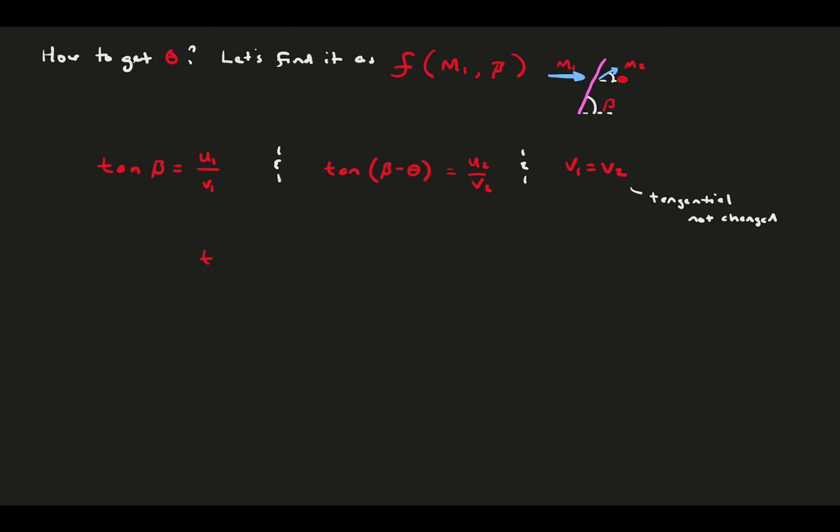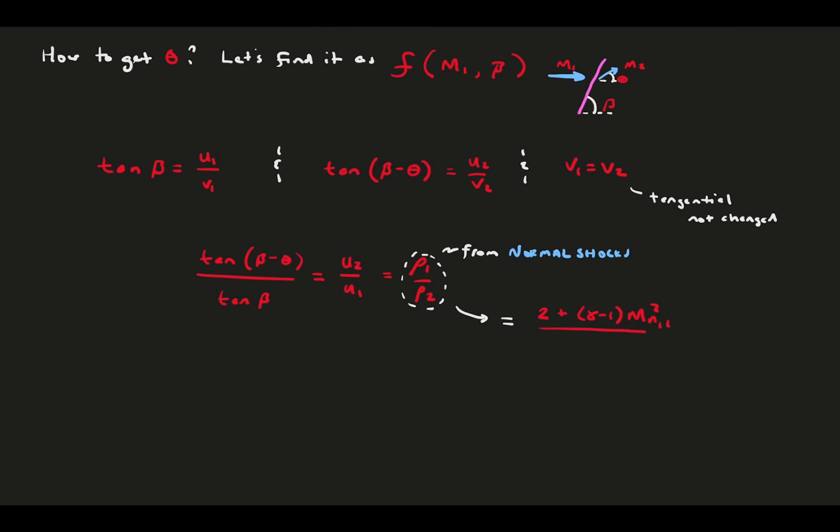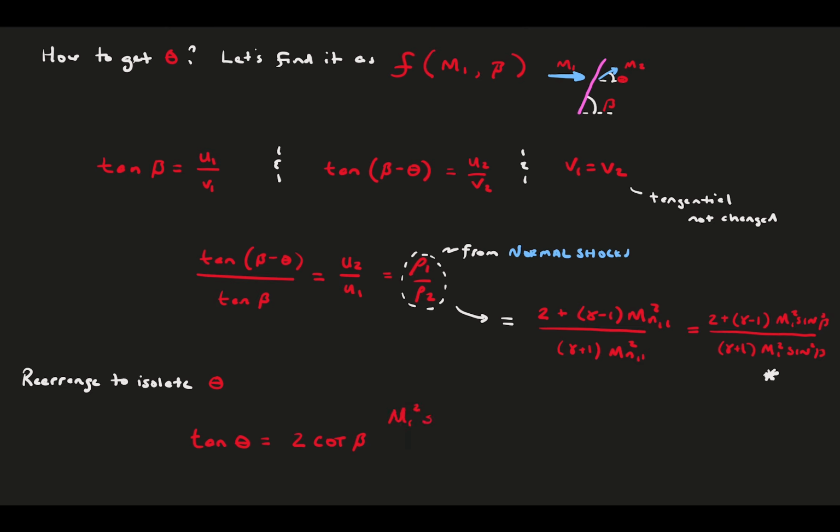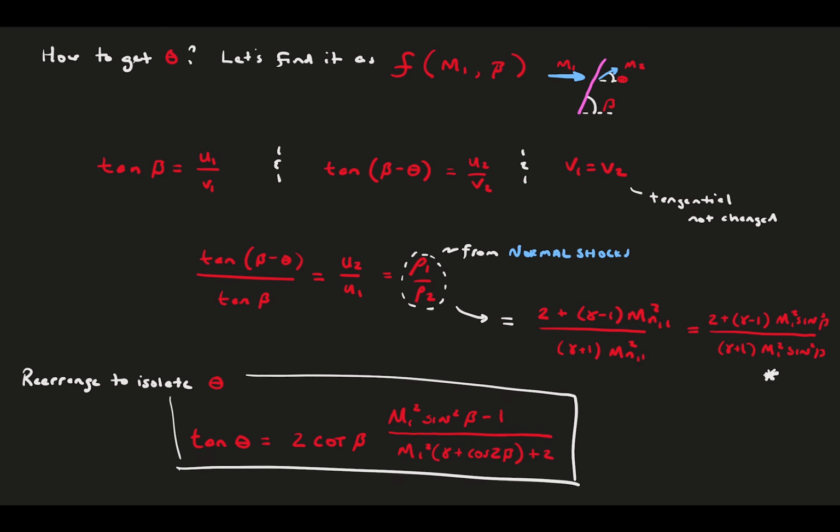If we rearrange these equations so that we get a ratio of the normal velocity components, we can redefine it as the density ratio from the normal shock relations. This we can define as a more complex ratio of the normal upstream Mach number, and then using our trig relation, we can define it as a function of the Mach number and the beta angle. Rearrange this to solve for theta, which can be solved for with only the shock angle and Mach number upstream. This is called the theta-beta-Mach relation.